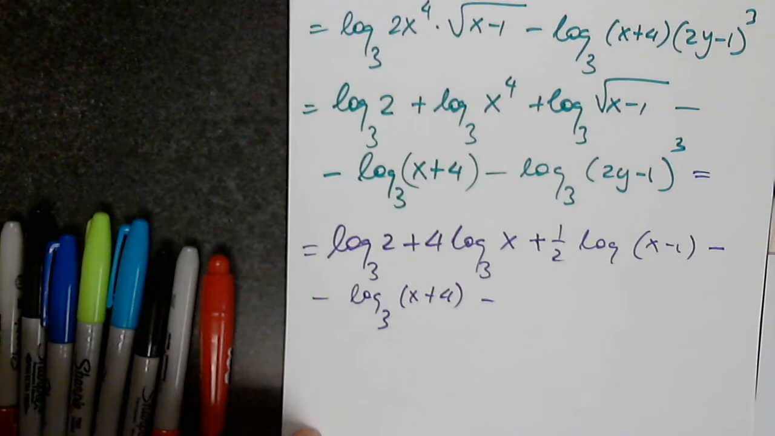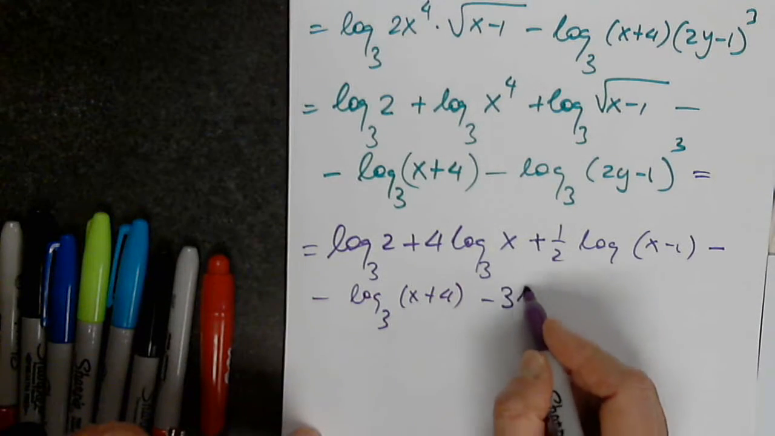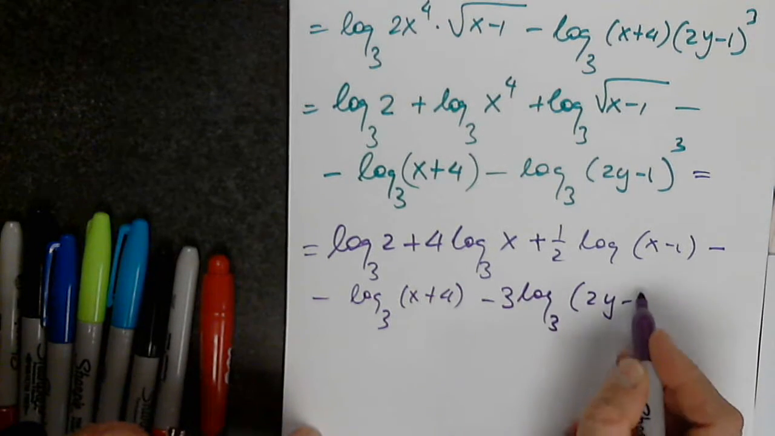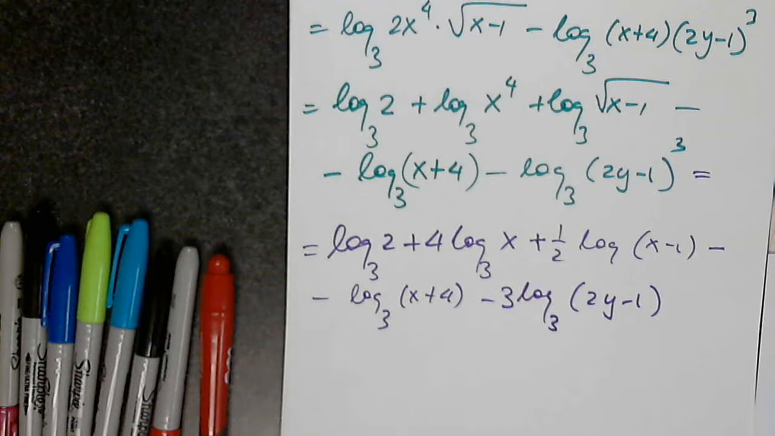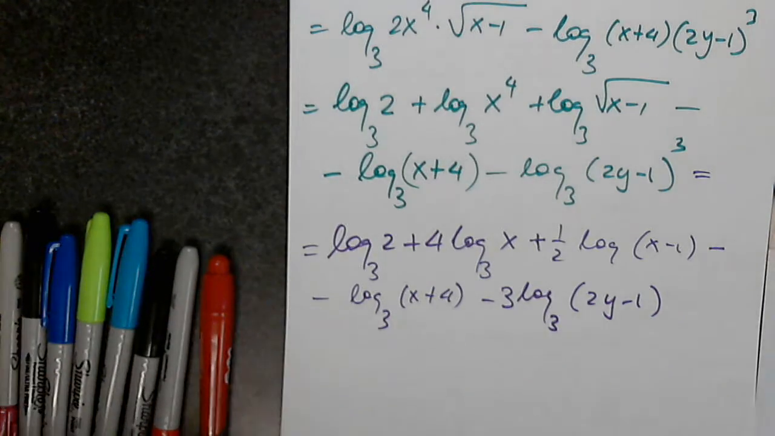And minus the last one is? 3 log base 3 of 2y minus 1. Is this okay? Okay. Moving on to problem 4.